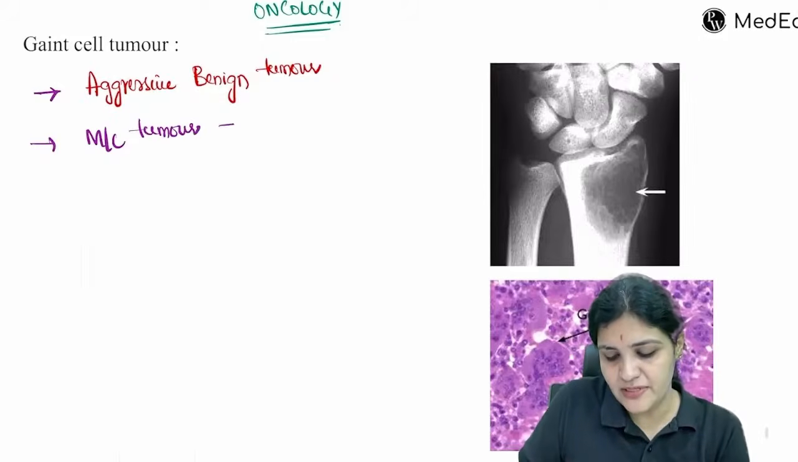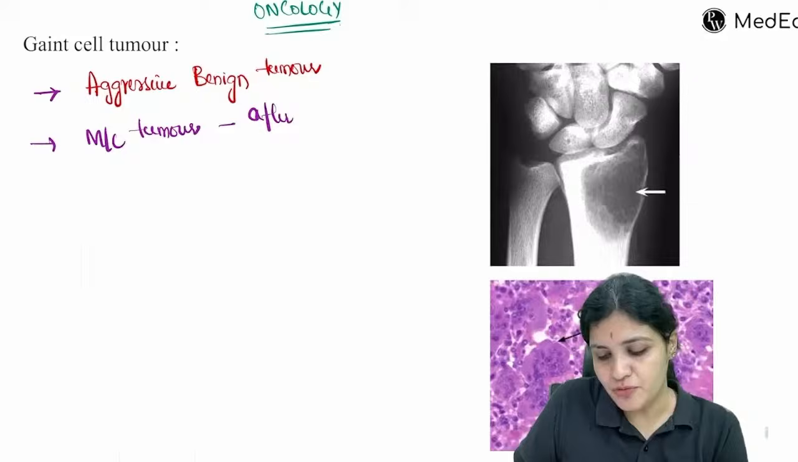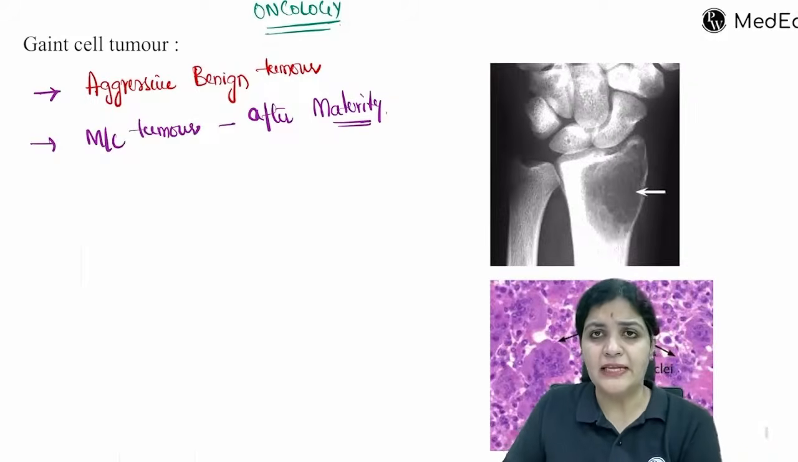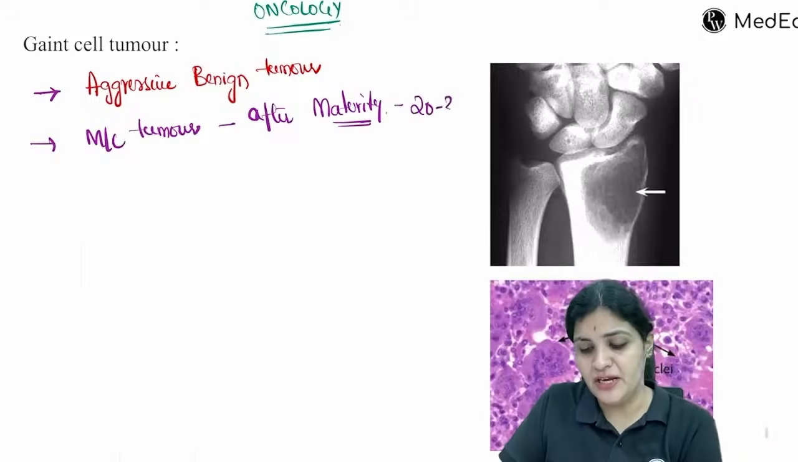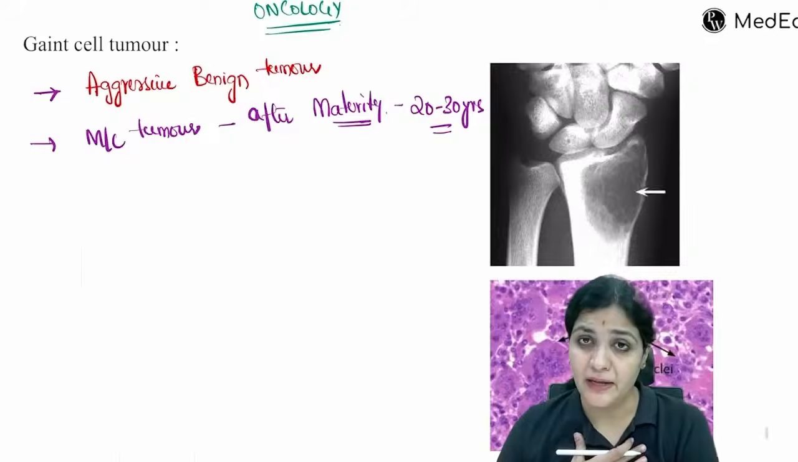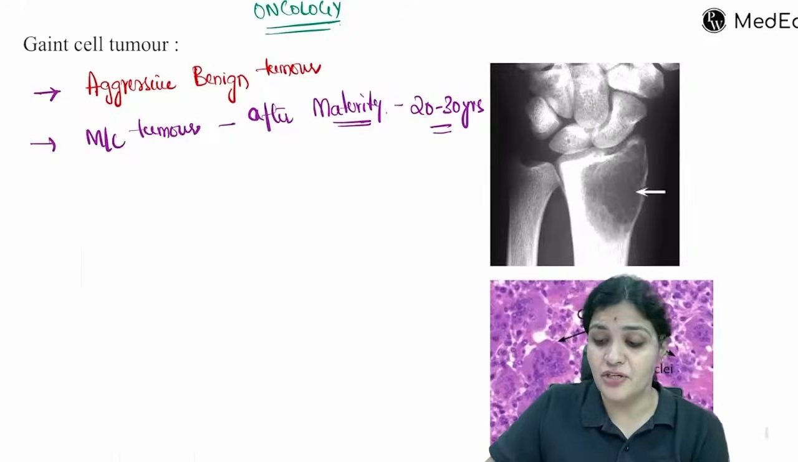So it is usually seen after the fusion of the physis, that is after maturity of the bones, never before the closure of the physis. So after maturity, it is always in 20 to 30 years of age, right? 20 to 30, that is the second decade. And this is a very aggressive tumor. I've told you it is a benign tumor, you're happy that it's benign, but still, because of its aggressive nature, you're not very happy.